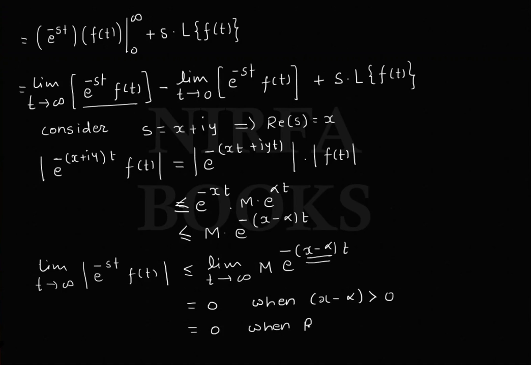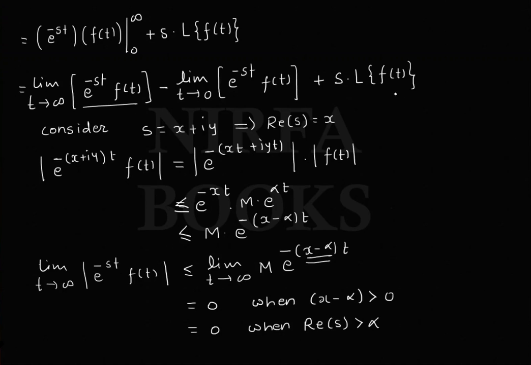So that's why it is equal to 0 when, what is x? x is nothing but the real part of s greater than, you can transfer this alpha to the right hand side. Therefore, this value is equal to 0 for the real part of s greater than alpha. Therefore, here I can consider the first term: its value is 0 for this condition. And when you put t equal to 0 here, it will become 1 and it is f of 0, right?